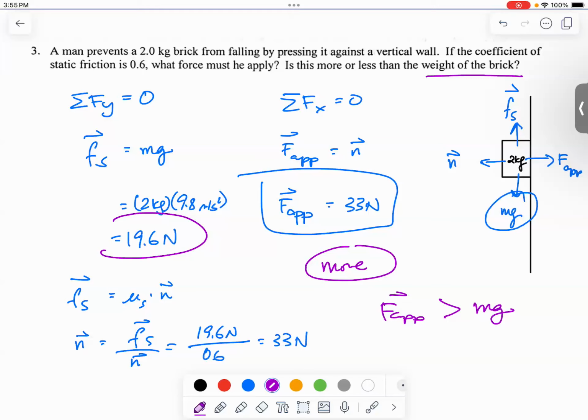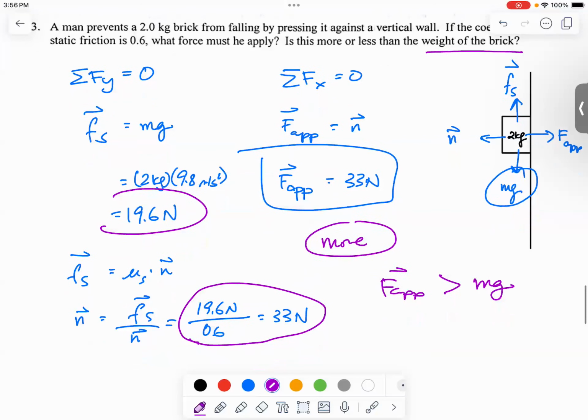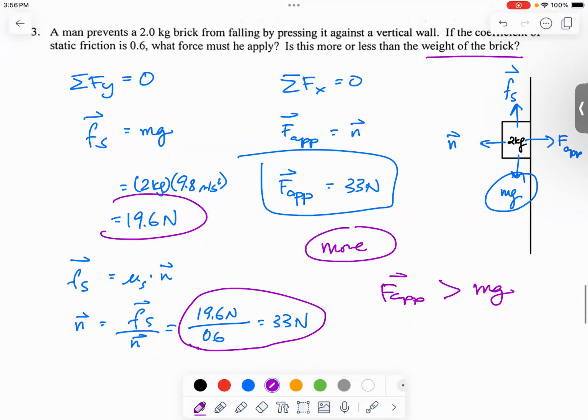Now, if you look at this little calculation right here, I personally haven't seen any mu that's bigger than 1. I know that if it's rubber on concrete, it's 1, so it has a very strong friction. So if there's anything less than 1 for the coefficient of friction, that means the applied force would have to be greater than the weight of the object. So that's something you can keep in mind. All right.